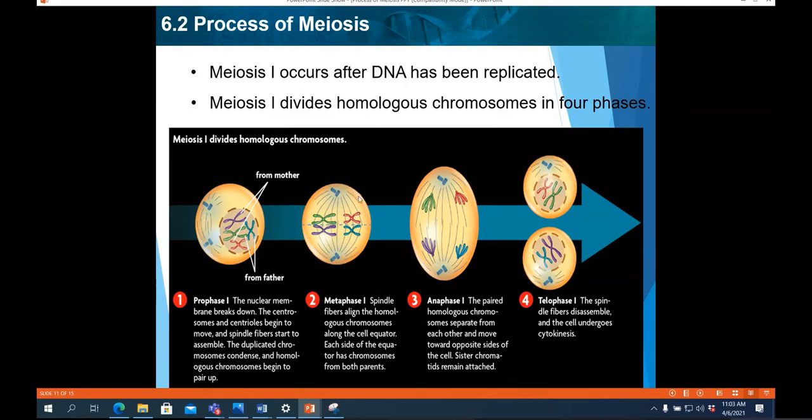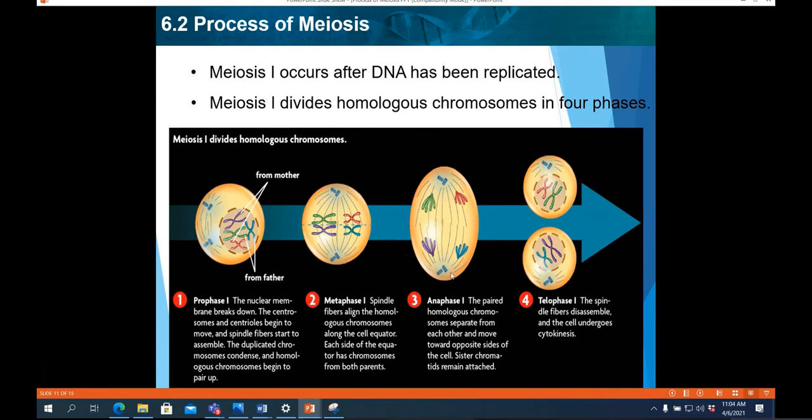Have you seen? Now moving on to metaphase 1, you can see the spindle fibers align the homologous chromosomes along the cell's equator, meaning in the center of the cell. And each side of the equator has chromosomes from both the parents. These chromosomes are still intact, but they have been aligned on either side of the equator of the cell, and they are held in place with the help of the spindle fibers.